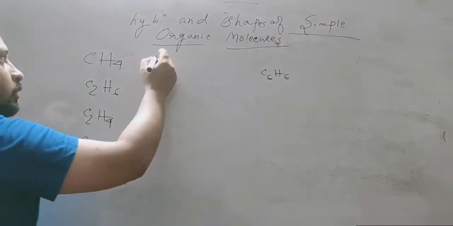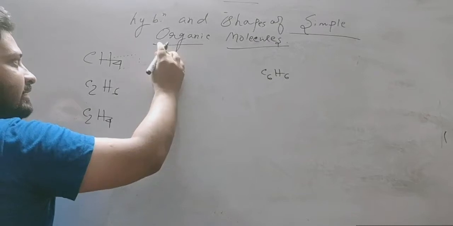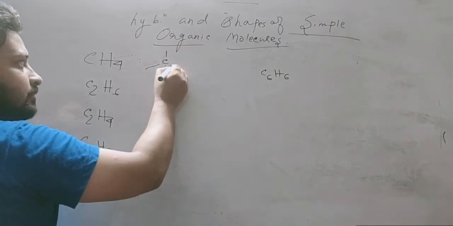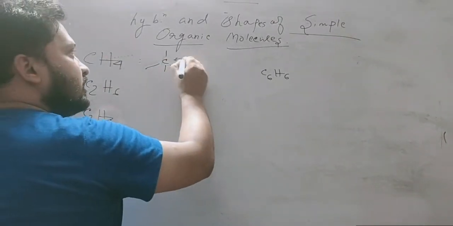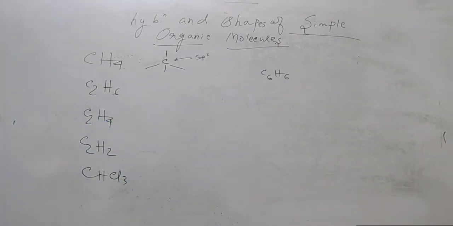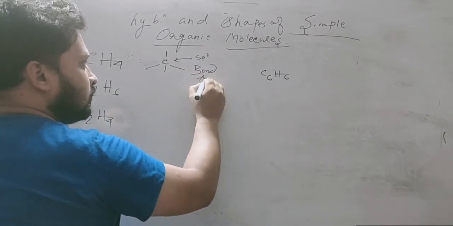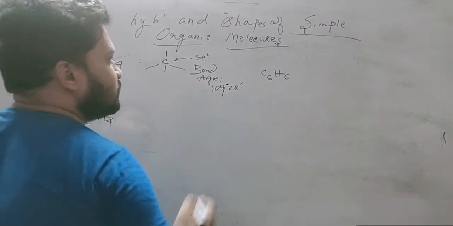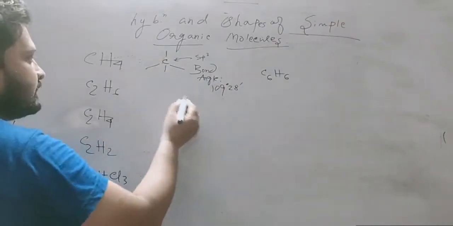For CH4, we came to know the structure. This structure is called tetrahedral. And the hybridization of carbon is also known to us, that is sp3. And the bond angle is 109 degree 28 minute.